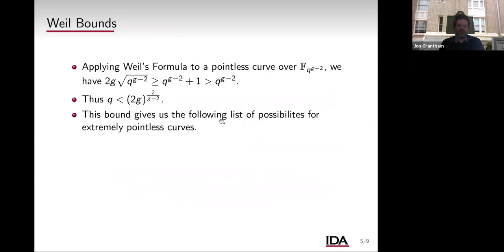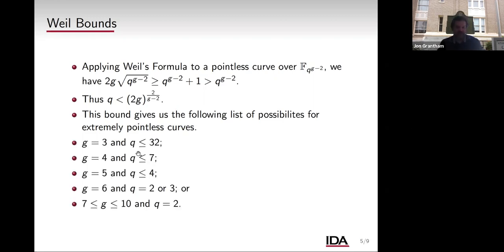And so, when is it possible to have these extremely pointless curves? The Weil bounds are your friend here for narrowing it down. And you can do the algebra and you get this bound on Q that clearly, as g gets bigger and bigger, this bound gets smaller and smaller. Eventually it gets below 2. So there's a finite list of possibilities for the curves.